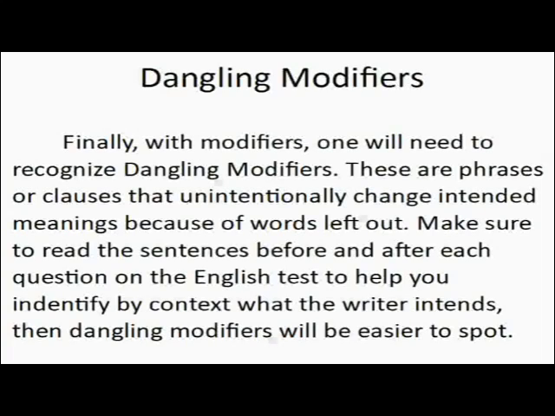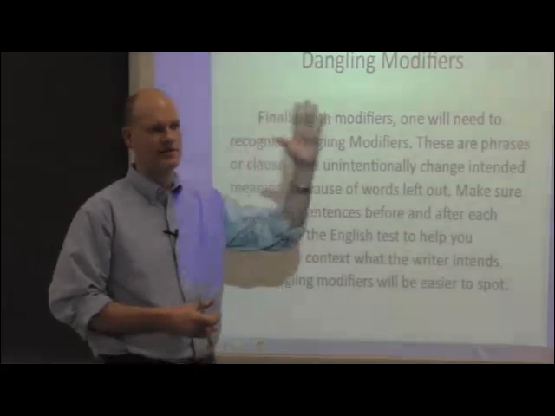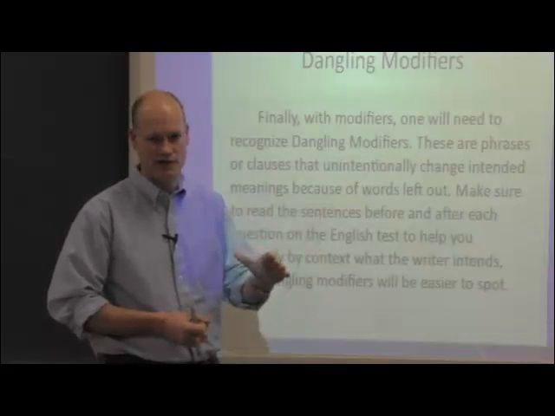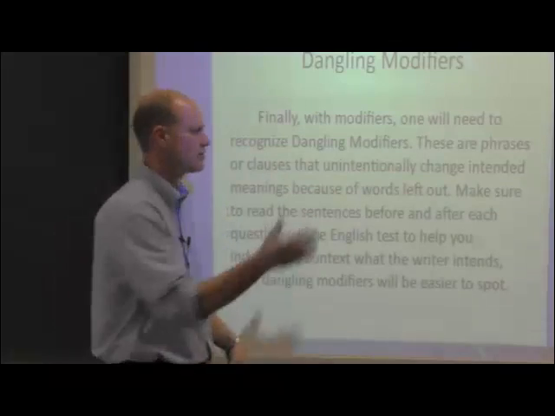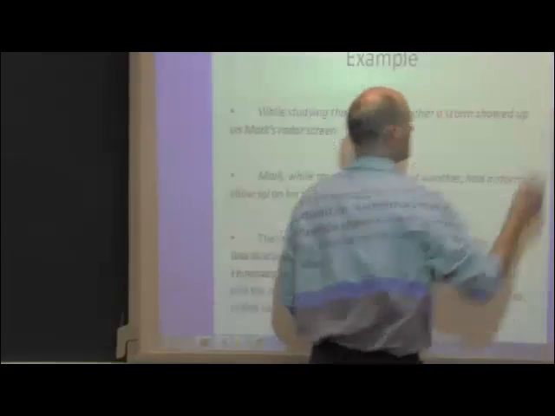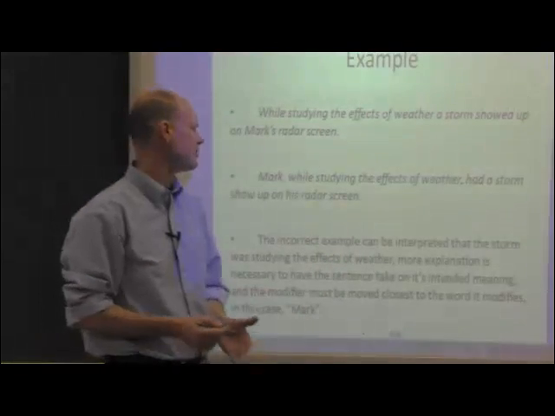These are phrases or clauses that unintentionally change intended meanings because of words left out. Make sure to read the sentences before and after the question on the English test to help you identify the context of what the writer intends. Then dangling modifiers are easier to spot. So you want to read the sentences before the sentence in question and after to make sure that everything makes sense.